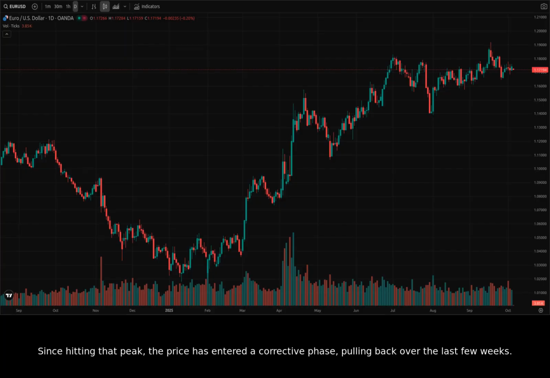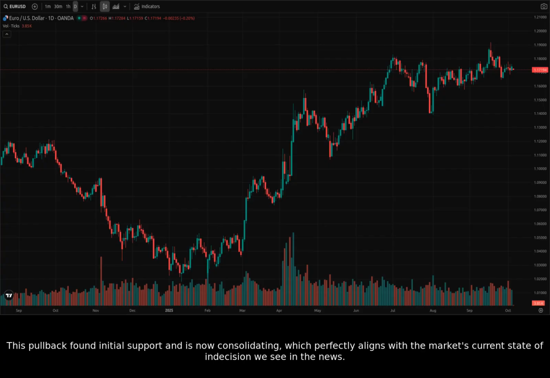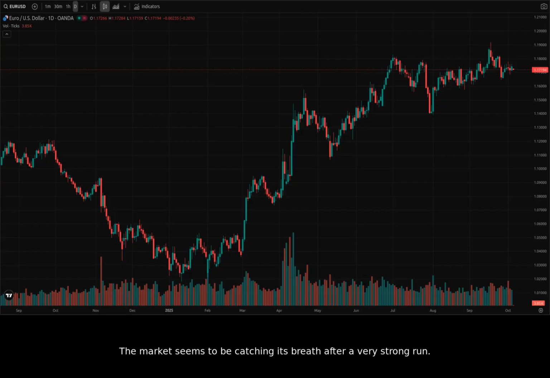Since hitting that peak, the price has entered a corrective phase, pulling back over the last few weeks. This pullback found initial support and is now consolidating, which perfectly aligns with the market's current state of indecision we see in the news. The market seems to be catching its breath after a very strong run. Let's zoom in on this more recent price action to get a better perspective.